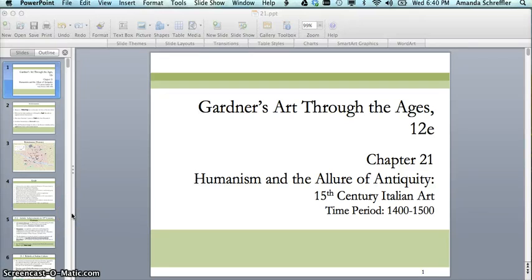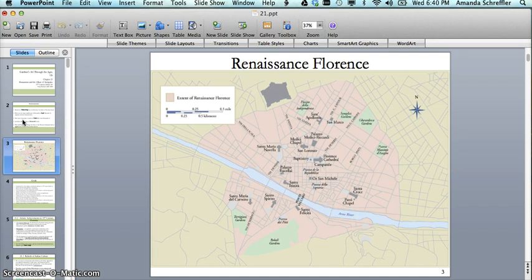All right, girls, welcome to the second portion of your review podcast for your test this Friday on early Renaissance art. So we are now in Italy, primarily Florence. We are in the 15th century. I'm going to try to go as quickly as possible and just go over things I know you will be tested on. So here's Florence.